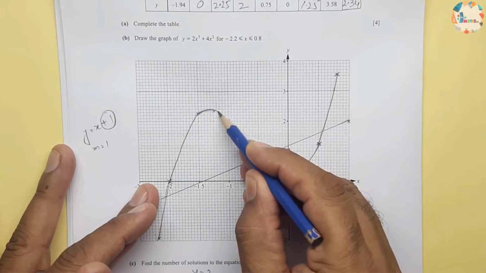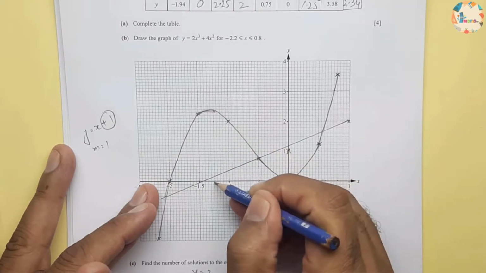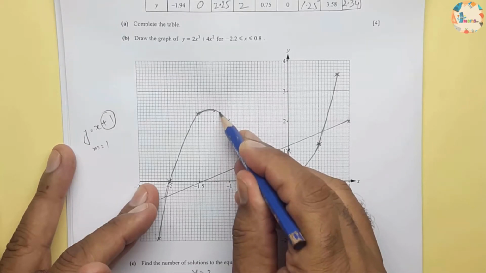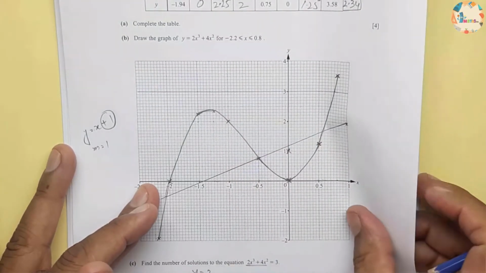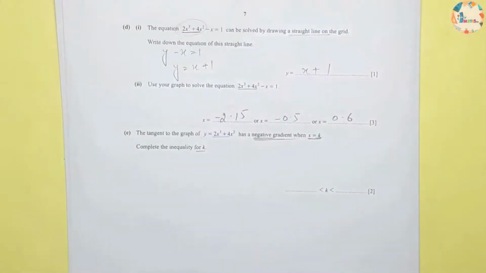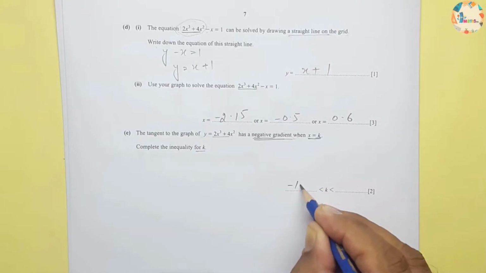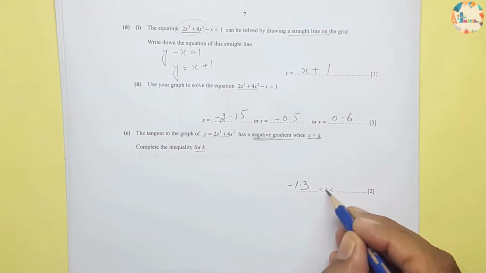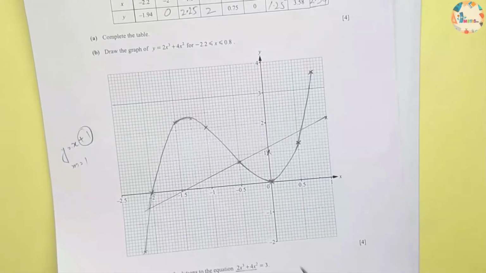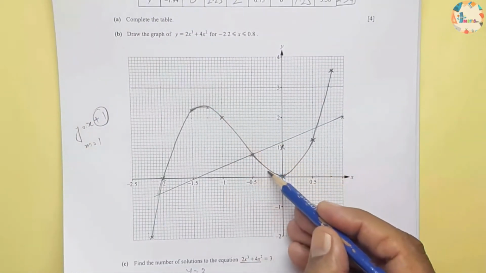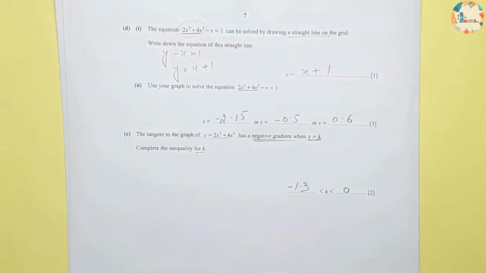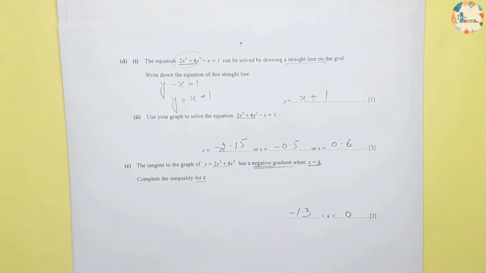So we can write, for example, minus 1.3, up to this origin, which is 0. So we can write here minus 1.3. It should be greater than this one and less than 0. So in between this portion we will be getting negative gradient of the curve. So this part is also done.